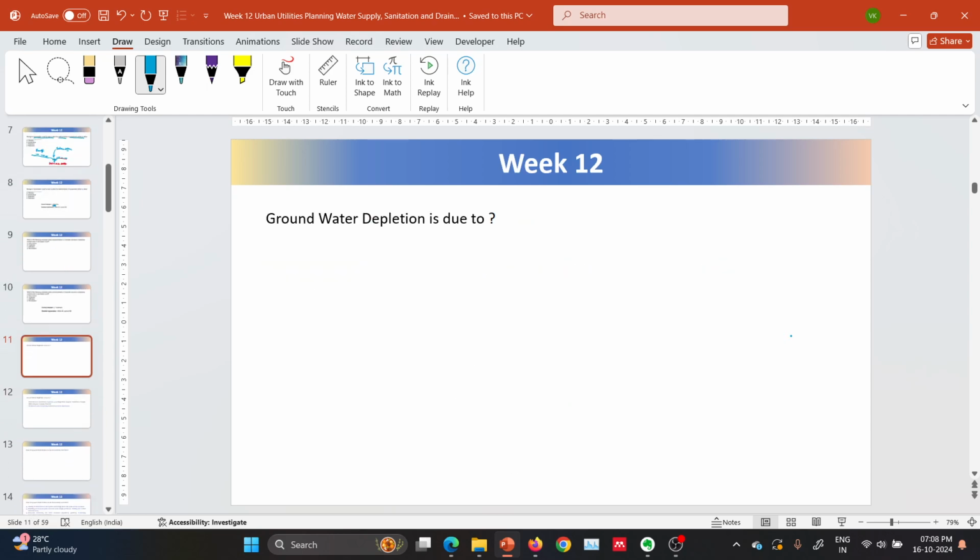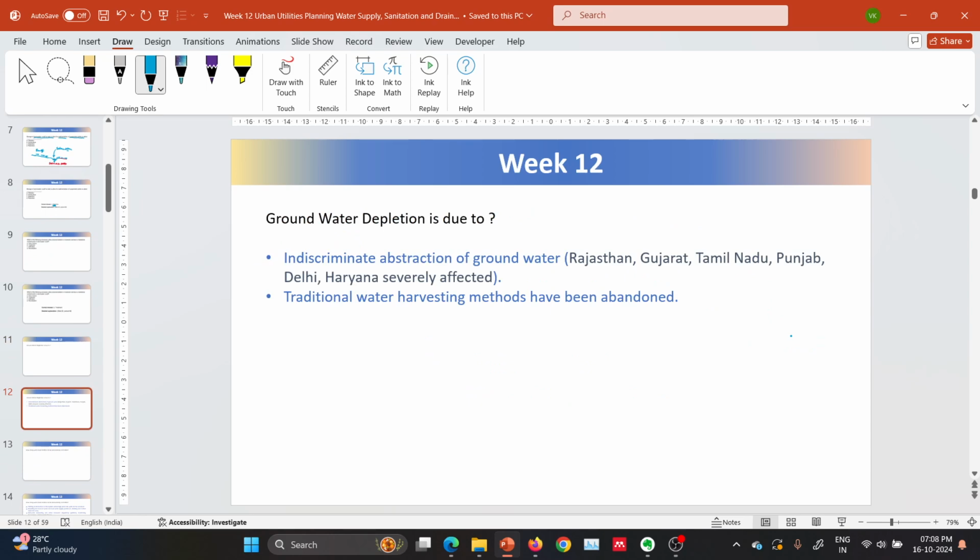Groundwater depletion is due to, we understood about the depletion, indiscriminate abstraction of groundwater. Rajasthan, Gujarat, Tamil Nadu, Punjab, Delhi, Haryana are severely affected due to indiscriminate extraction or abstraction of groundwater, and traditional water harvesting methods have been abandoned. We are not using the water harvesting methods, so that's why the depletion is going on.